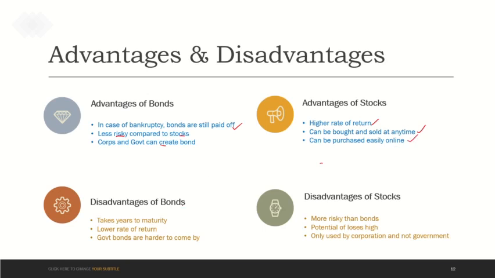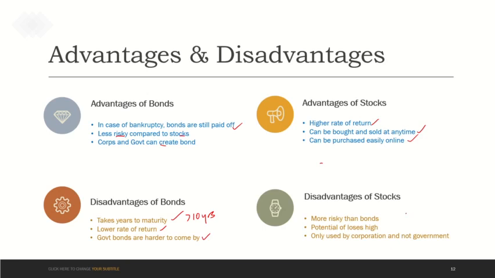Kemudian kita tengok kepada disadvantages of bond and stocks. Alright, kalau bonds take years to maturity, of course lah, it's more than 10 years kan? Lower rate of return compared to stocks, and government bonds are harder to come by. It's not usually happen. Governments offer bonds.